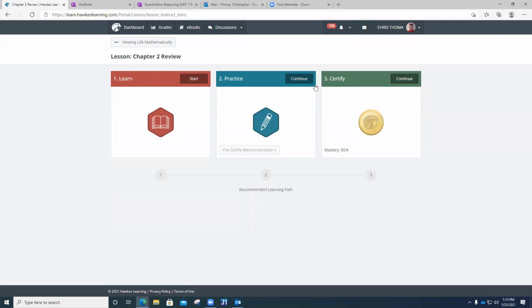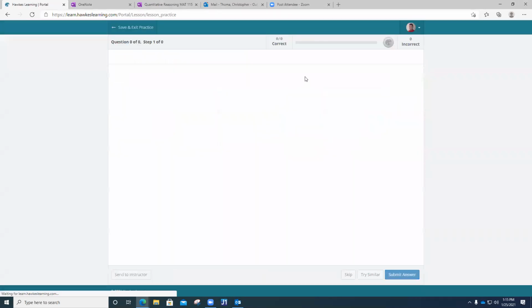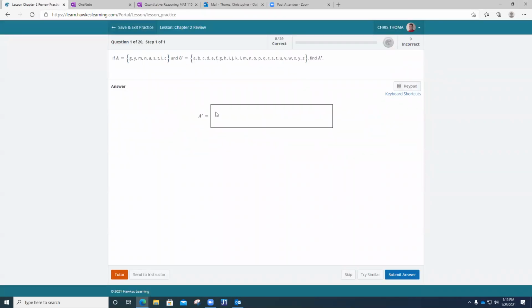All right, so going into chapter 2 now, set notations. We'll do a couple of these homework problems as well. With this one, we have set A, and we have the universal set U, which is all the letters in the alphabet, and it wants us to find the complement of A, or A naught. So this is basically everything that's not in A.